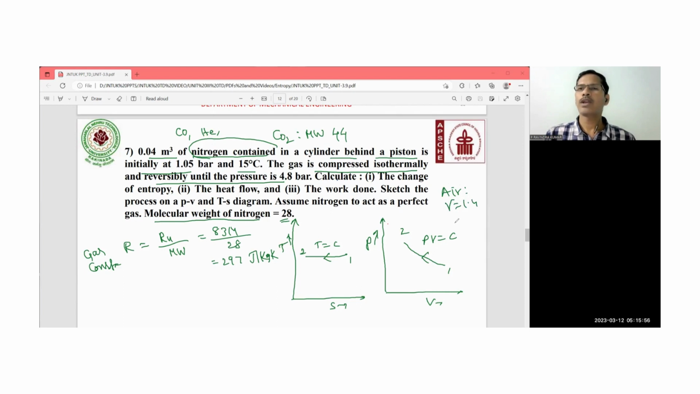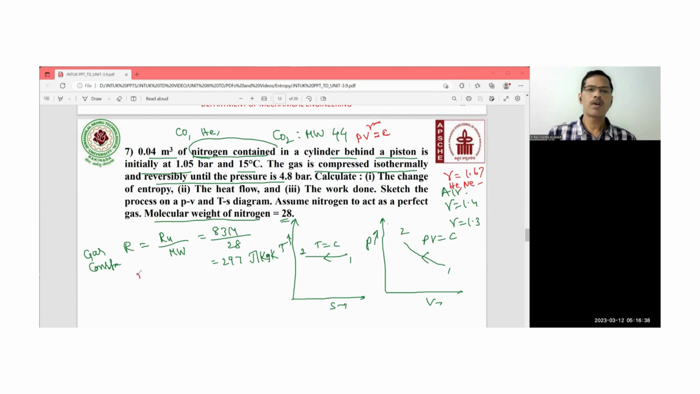For a triatomic gas, gamma is 1.27 to 1.3. For a monoatomic gas, gamma is equal to 1.67. Examples are helium and neon. Because when you observe PV to the power of gamma is equal to constant, you should be careful whether this gamma is for a monoatomic, diatomic, or triatomic gas.